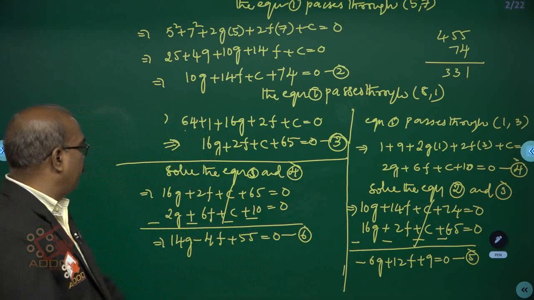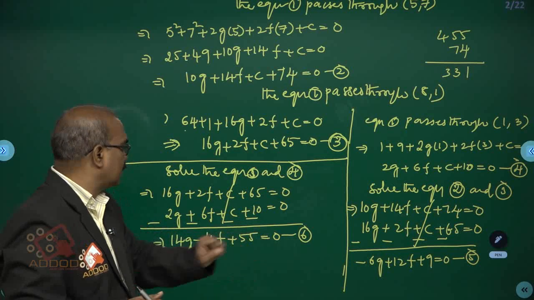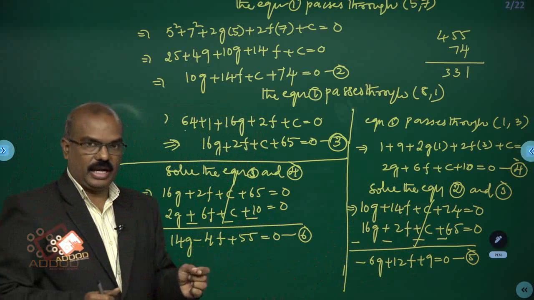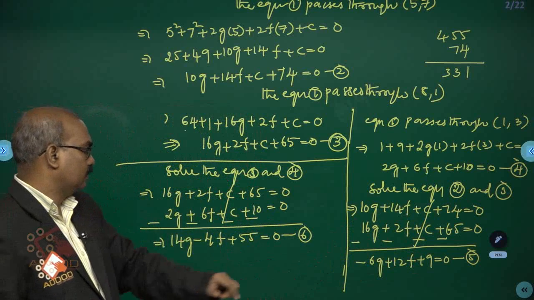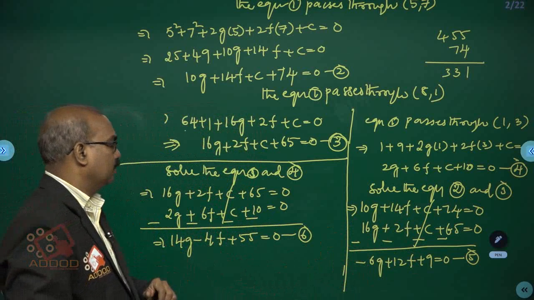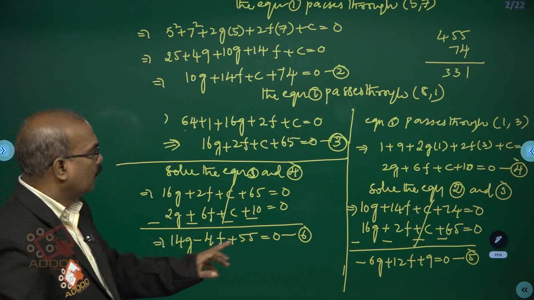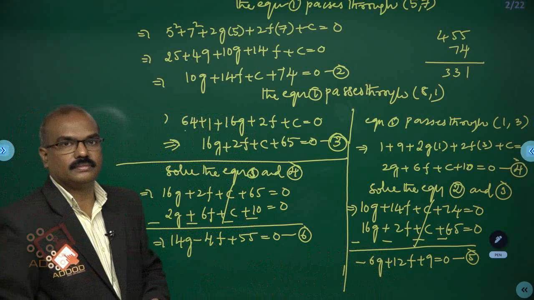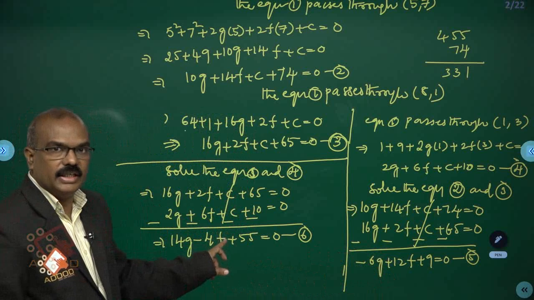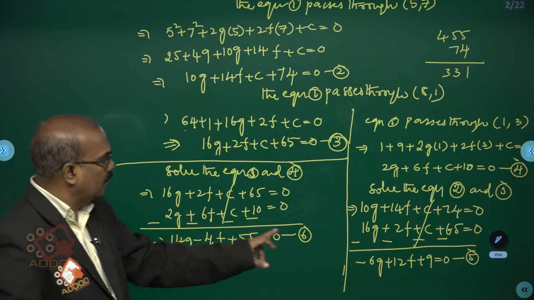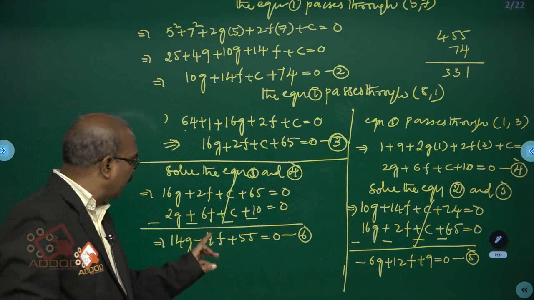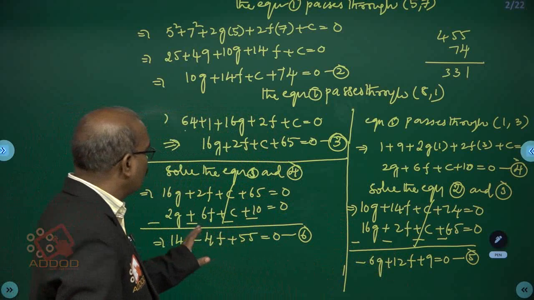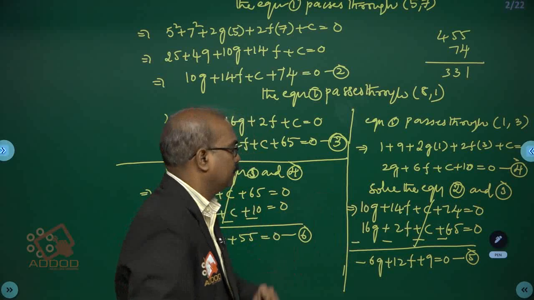Now when we solve equation 6 and 5, we get either the g value or the f value. To get the g value, let me multiply equation 6 by 3. Whenever we multiply by 3, this becomes minus 12f, and here plus 12f, so minus 12f and plus 12f will be cancelled. So let us solve equation 6 and equation 5.